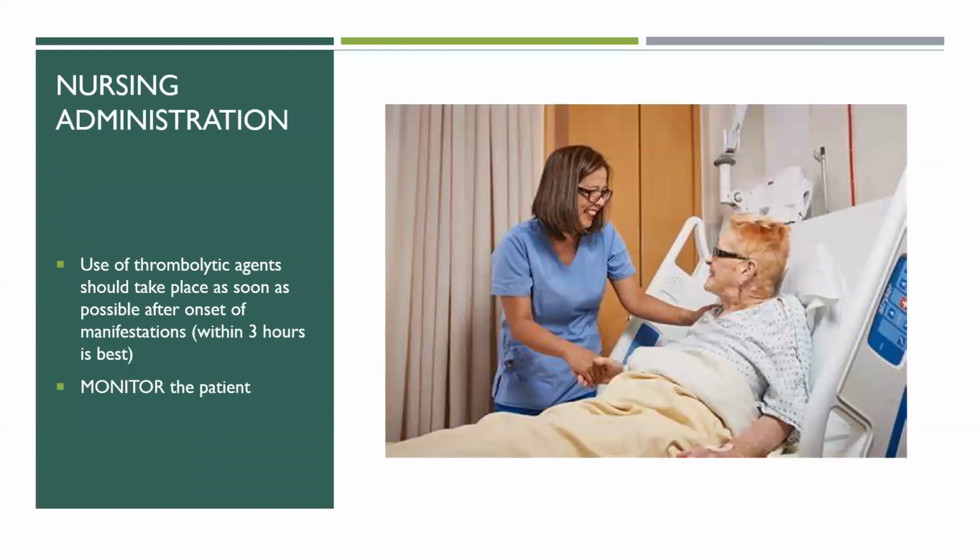So nursing administration, use of thrombolytic agents should take place as soon as possible after onset of manifestations. So your onset of manifestations, we'll use the example of a stroke, would be if all of a sudden you see facial droop. It should be within 3 hours, but they can push it to 4.5 hours, but no more than that. And the thing about it is it's as soon as possible after the onset of manifestations. It's not when they arrive to the hospital, it's onset of manifestations. So what that means is it's the amount of time that we saw the changes in our patient.